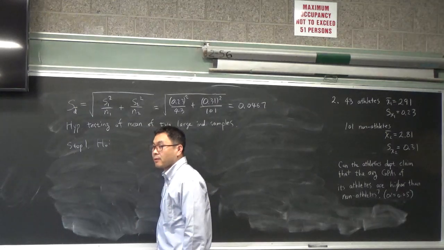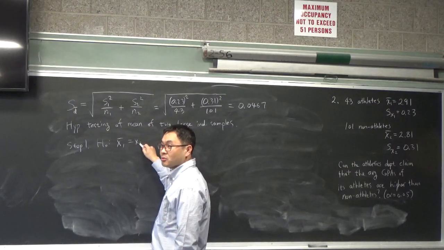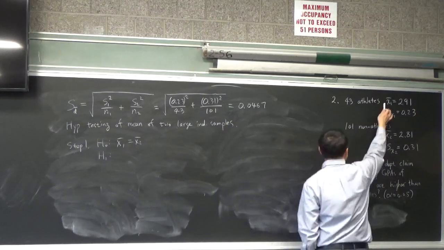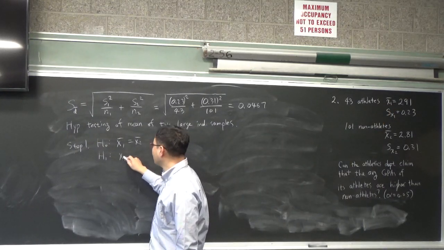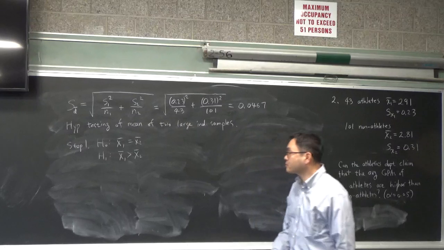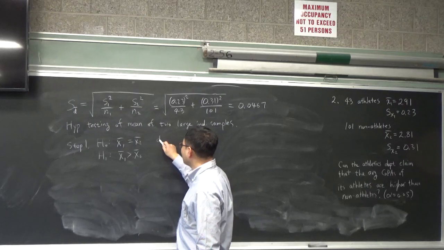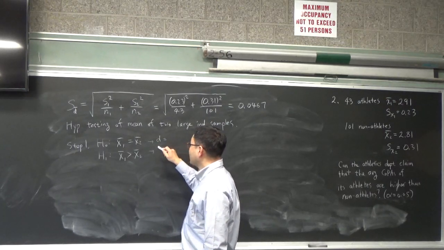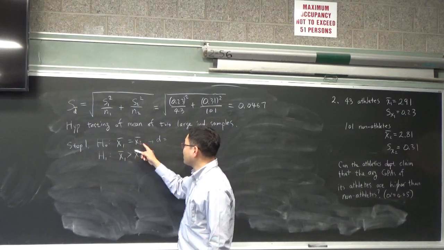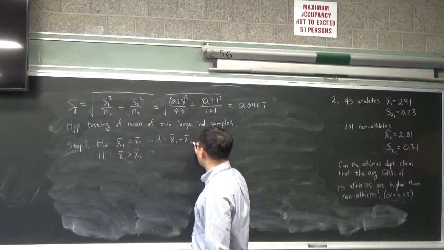H0: X1 average and X2 average are the same, right? H1: we're talking about this is X1, so we want to show that X1 is bigger than X2. Now, as before, we're going to talk about this as differences. And you can choose the difference to be this minus this or this minus this. You can choose whatever, but just be careful, okay?